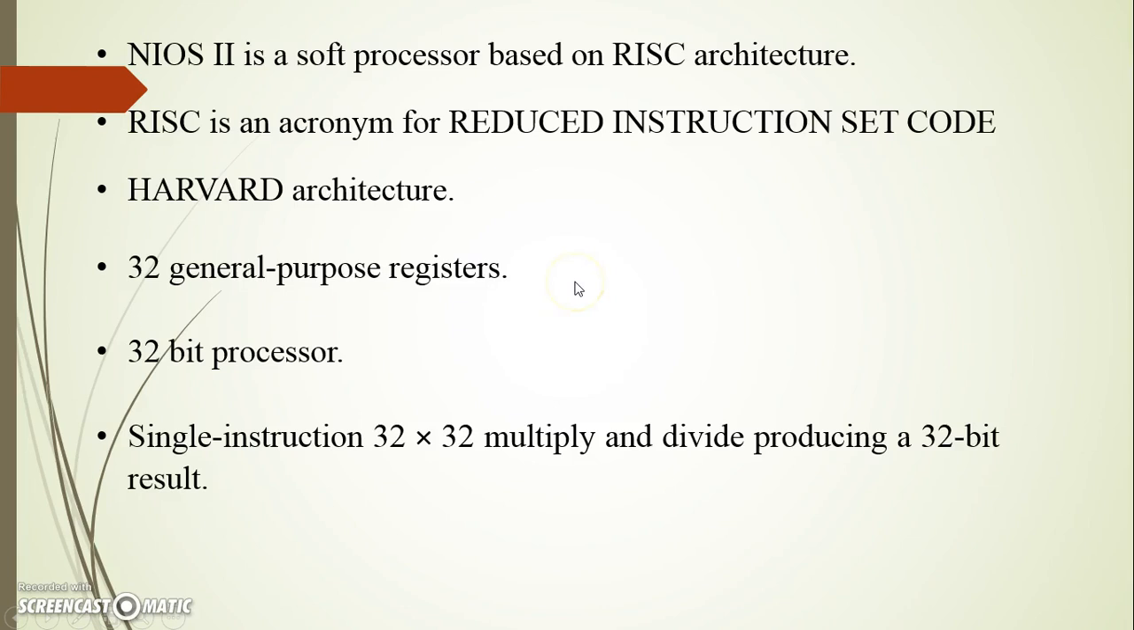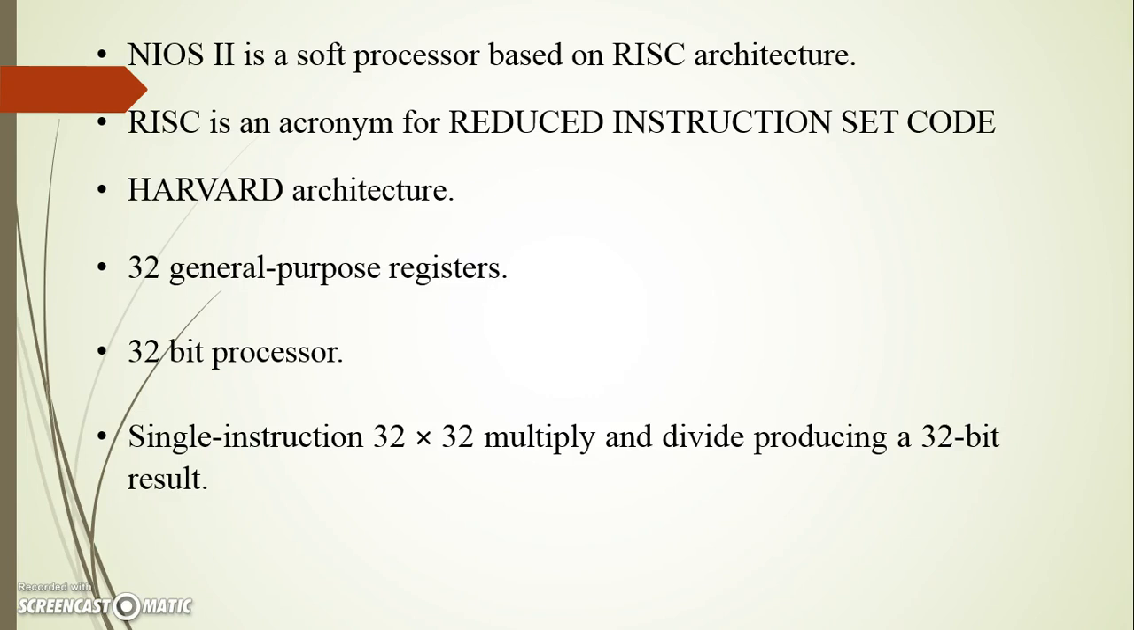Now let us talk about NIOS II. The NIOS II is developed by Altera and it's a soft processor based on RISC architecture. What do you mean by soft processor? It can be readily implemented on an FPGA device developed by Altera or any other vendor, and mostly it is implemented on the Cyclone II series of FPGA developed by Altera.